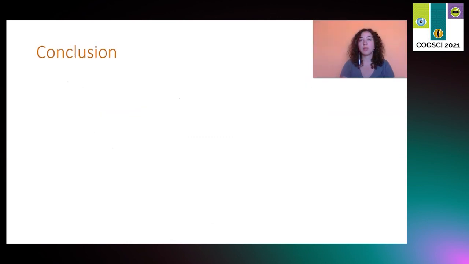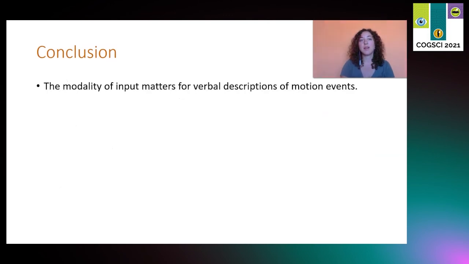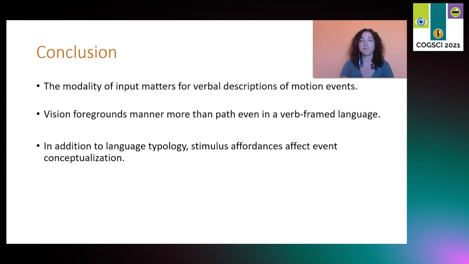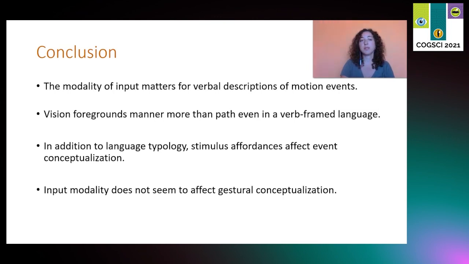As a conclusion, in the present study, we showed that the modality of input matters for verbal descriptions of motion events. And it seems vision foregrounds manner more than path, even in a verb-framed language such as Turkish. In addition to language typology, stimulus affordances affect event conceptualization. Yet, input modality does not seem to affect gestural conceptualization.